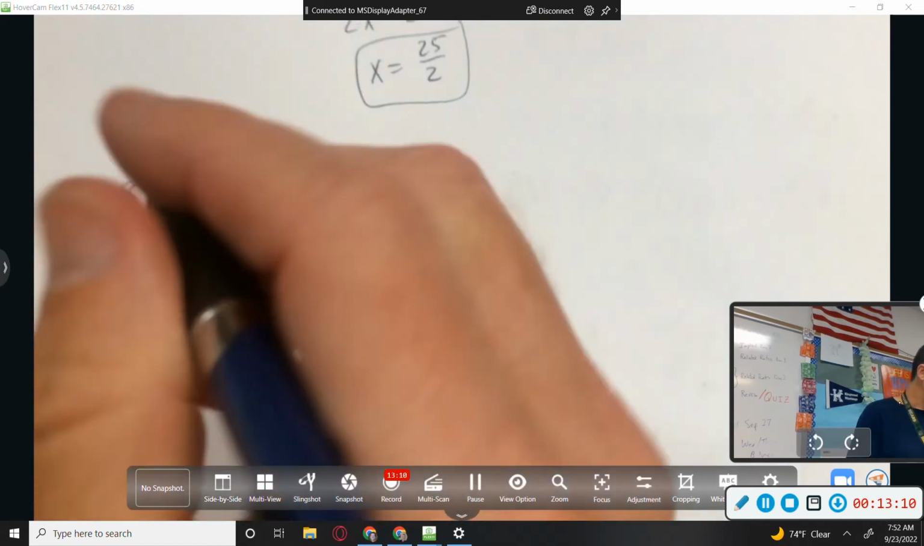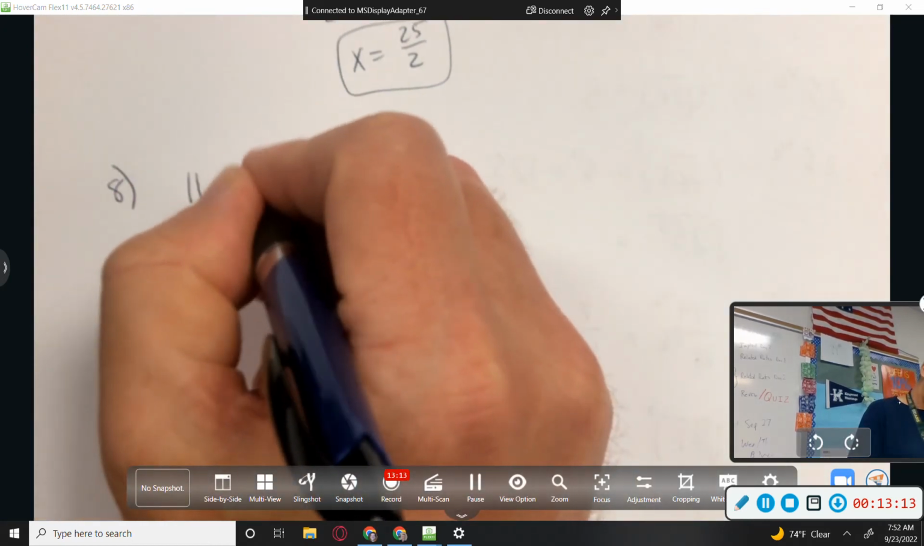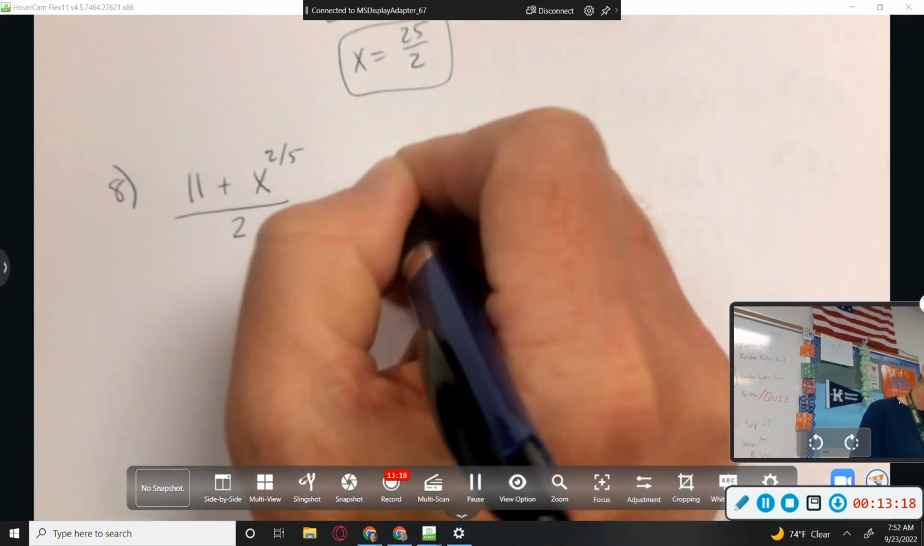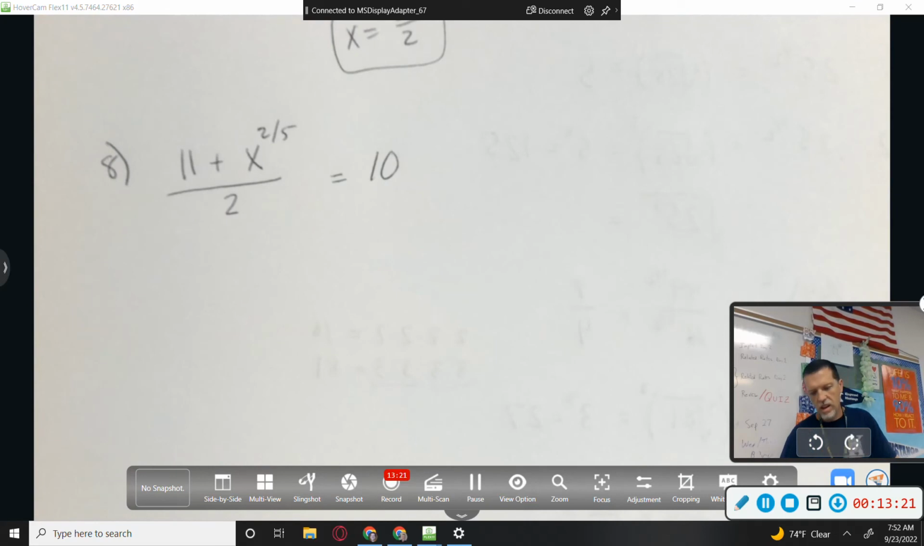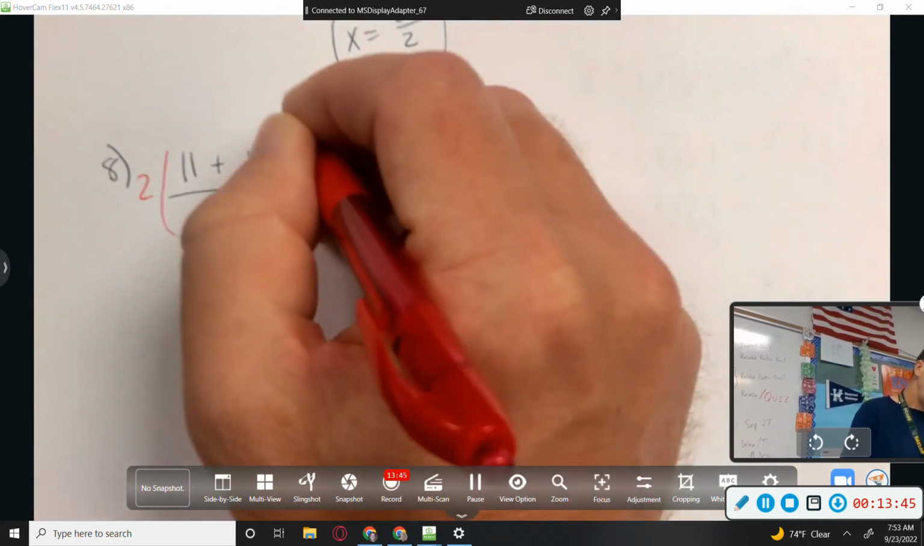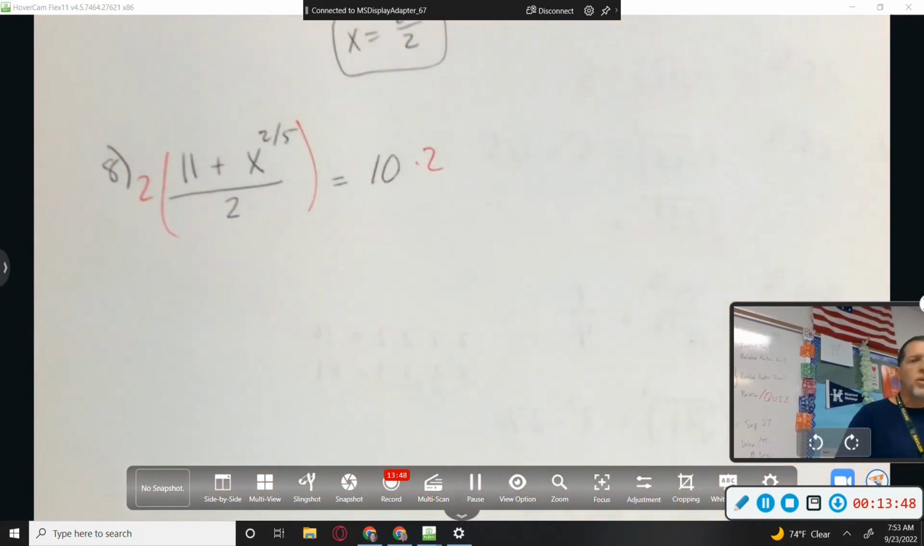One more. 11 plus x to the 2/5 all over 2 equals 10. It's frustrating how many people miss the very first step on this. Having said that, multiply by 2. Like, just fix that denominator and be done with that. So multiply both sides by 2.